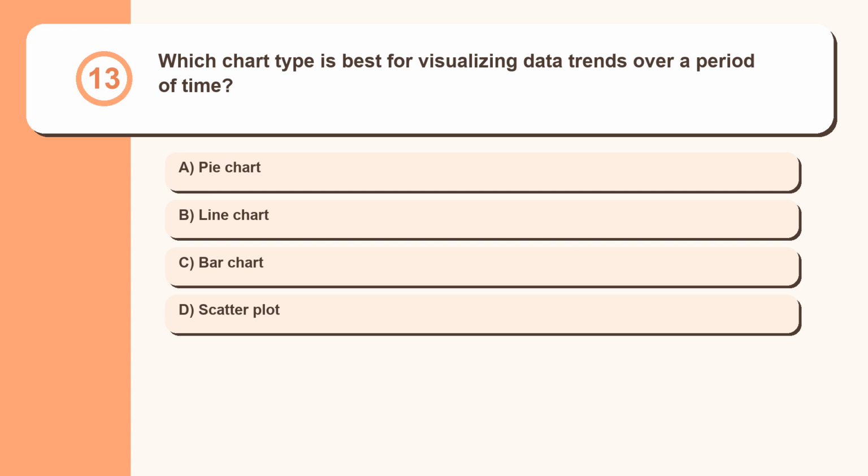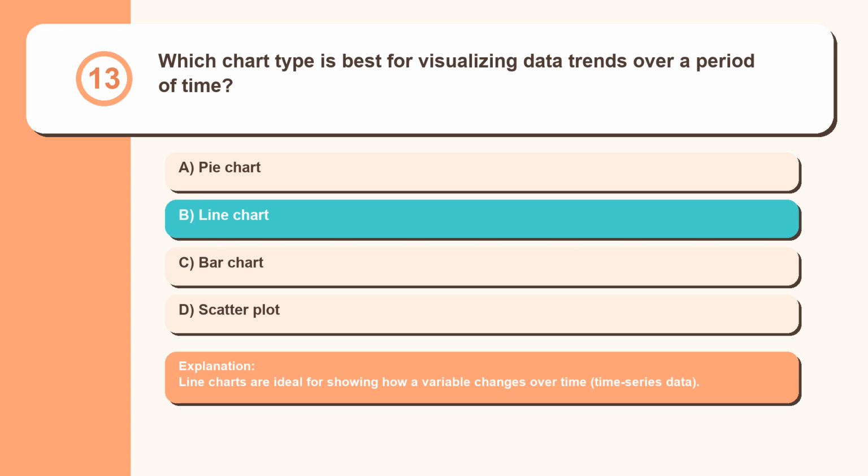Question 13. Which chart type is best for visualizing data trends over a period of time? Pie chart, line chart, bar chart, scatter plot. Line charts are ideal for showing how a variable changes over time series data.